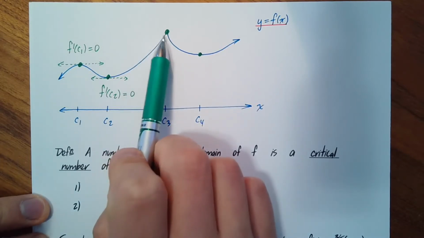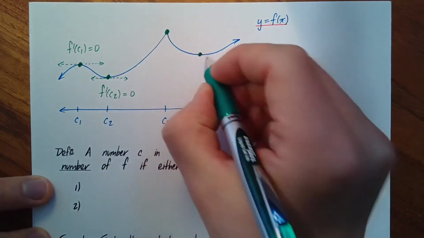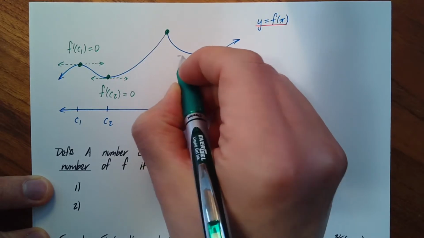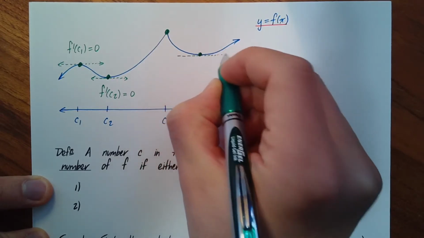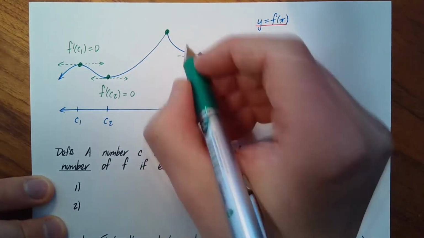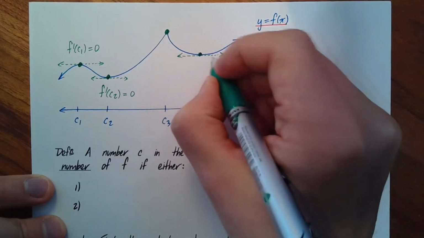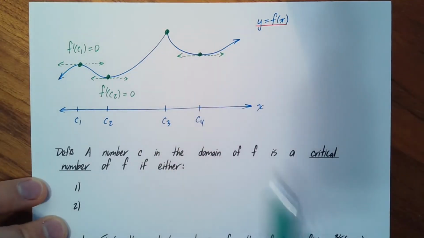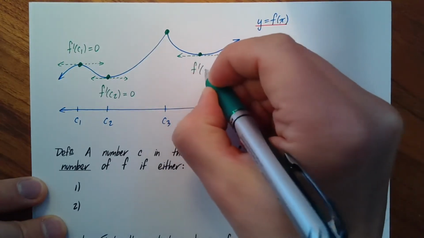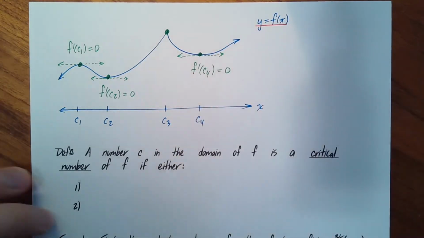Let me skip this one for the moment and go on to C4. It's no different, right? If I draw the tangent line to the graph at that point, C2, or pardon me, C4, it's going to be flat because it's right at the bottom of that valley. So in this case, f prime of C4 is also equal to 0.